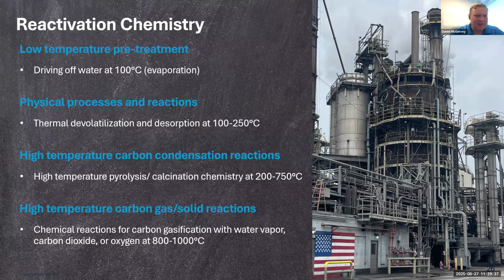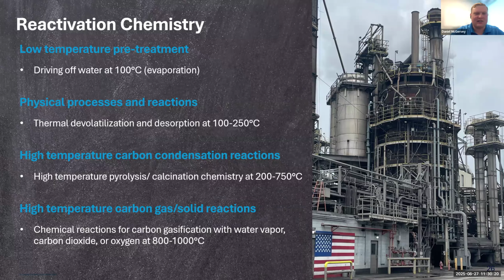And then as the temperature continues to go up towards 750 degrees C, you get high temperature carbon condensation reactions. So that's where these chemical reactions are starting to happen as we get to higher temperatures. And then as it approaches 800 to 1000 degrees C, which is around the highest these levels get, there are even more chemical reactions and carbon gasification with water vapor, carbon dioxide, or oxygen. This is where you see a lot of those reactions happening where the contaminants are coming off and really being destroyed in that process, without destroying the carbon itself. So this is what's actually happening in a furnace as that temperature ramps up.